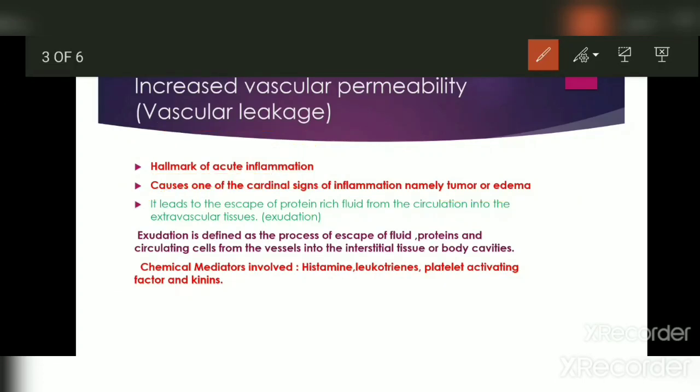An important thing to note here is that I have talked about basically two events. First is changes in vascular flow and caliber, and second is increased vascular permeability. The combined effect of these two events will result in slowing of blood flow. It leads to concentration of RBCs in small vessels and increased viscosity of blood, which will lead to stasis.